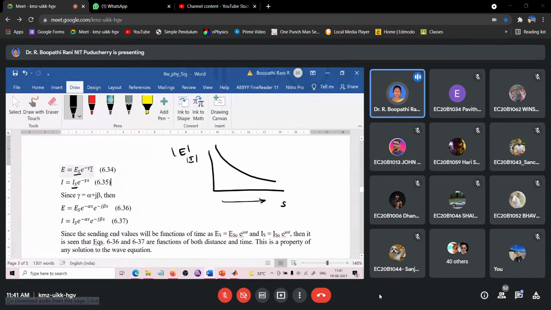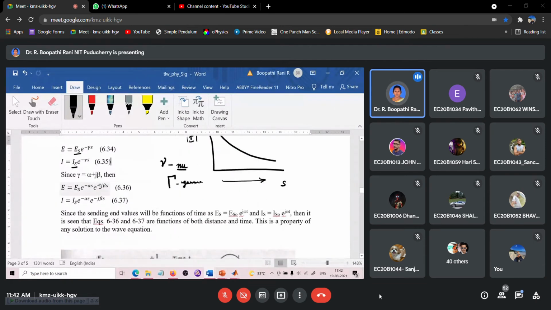And this nu is a propagation constant. You people are telling this is gamma, but I am pronouncing it as nu. We are going to use this gamma also for denoting some variable in our transmission line. So this I will be calling as gamma, and this term I am calling as nu. So E equal to ES e power minus nu S, I equal to IS e power minus nu S.